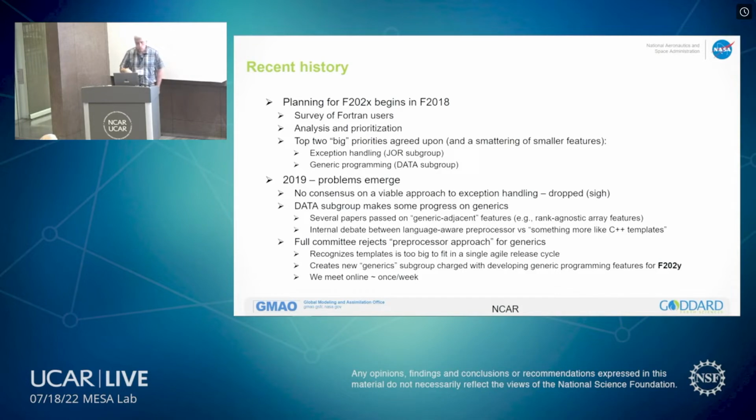So the standard we're currently working to release is internally codenamed F202X or 2020X. In all likelihood, that's going to be Fortran 2023, but in these slides, you'll still see me mostly referring to that as 2020X. When we started this process back in 2018, we surveyed a wide variety of Fortran users to find out what they wanted, and then the committee did a lot of analysis and prioritization.